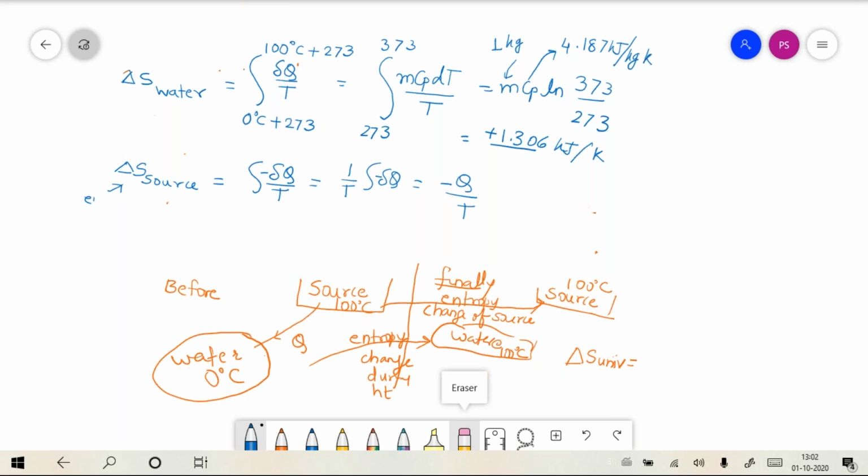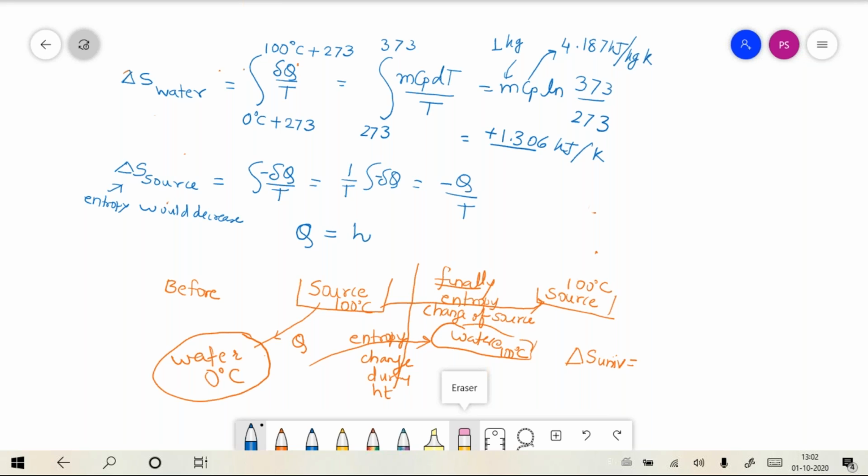So entropy would decrease because the heat is lost. Okay. So hence I am putting a negative sign over here. So it is minus Q upon T. Okay. So calculate that. For that you need to calculate the heat transfer. So how will you calculate the heat transfer?